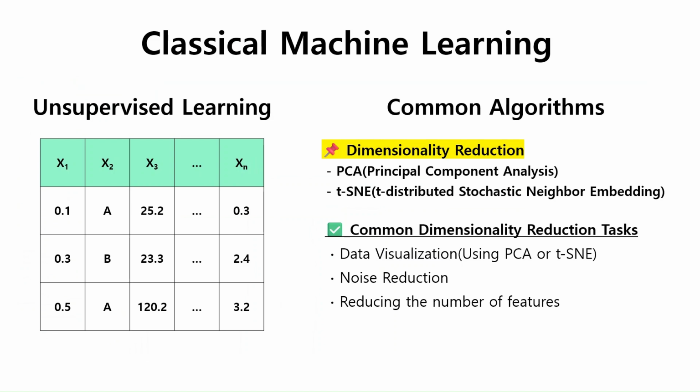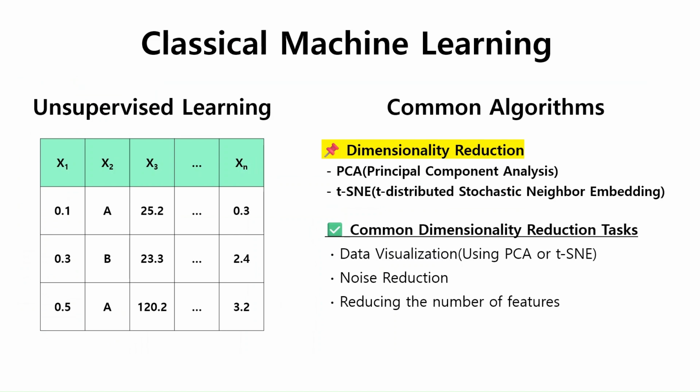Now let's look at dimensionality reduction, another key task in unsupervised learning. This is all about simplifying the data by reducing the number of features without losing too much information. Dimensionality reduction helps us make sense of complex, high-dimensional datasets. Common algorithms for this task include PCA, or Principal Component Analysis, t-SNE, which is especially useful for data visualization.